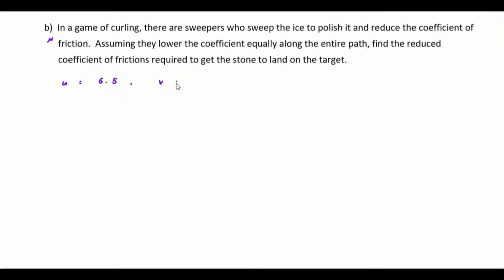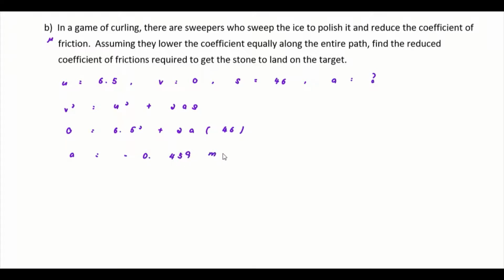Then after that, the final velocity is 0 as well. But now the distance that it will land on the target, so that's why the displacement is going to be 46. Okay, and we want to find out what is the acceleration. So v squared is equal to u squared plus 2as. So 0 equals 6.5 squared plus 2as. By solving this, we can get a will be equal to negative 0.459 meter per second squared.